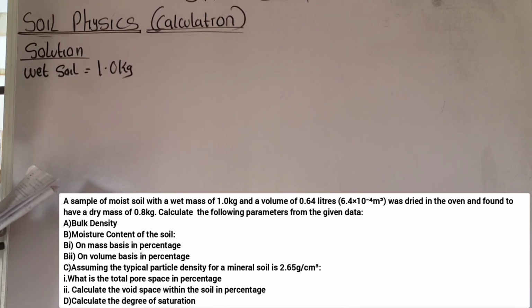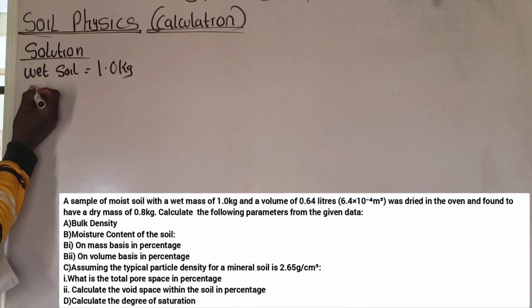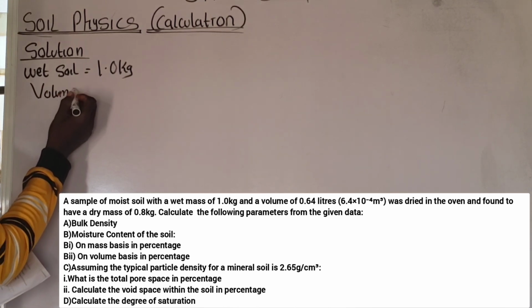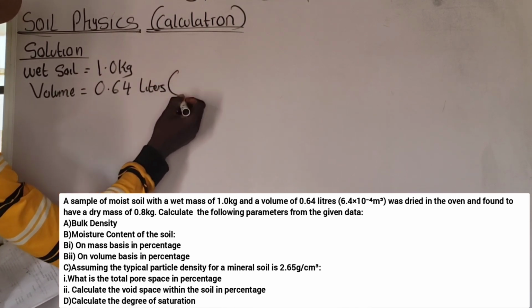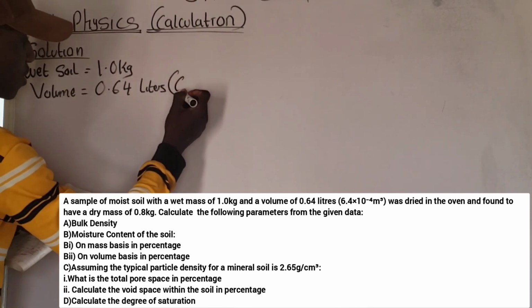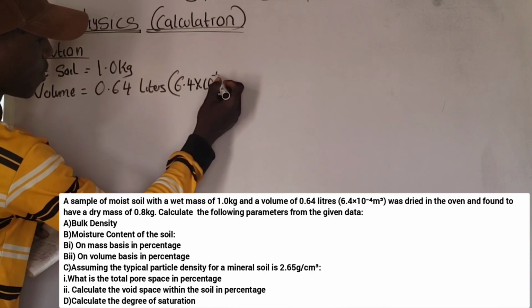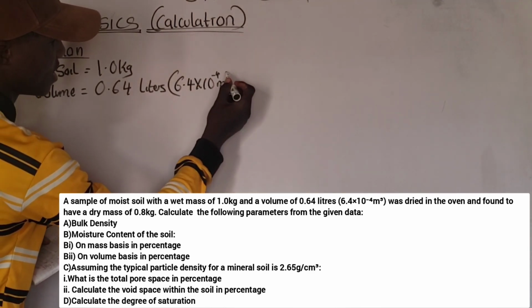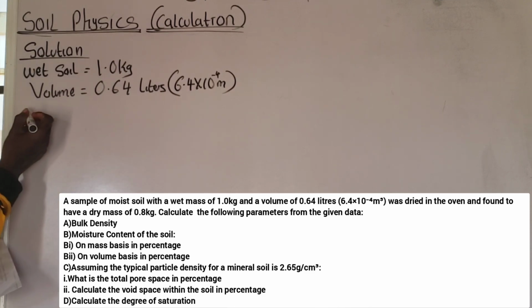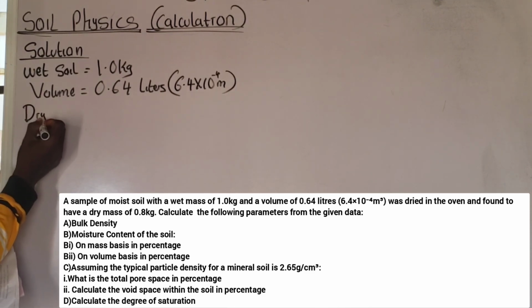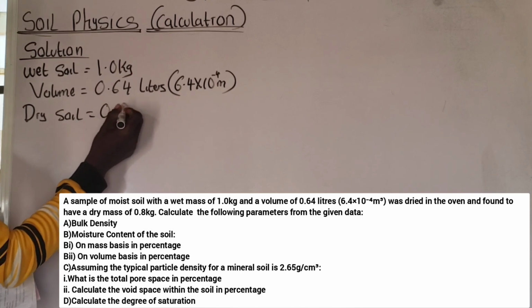Okay. And we are given that the volume is 0.64 liters. Volume equals 0.64 liters. But this liters in meter cube is 6.4 times 10 raised to power negative 4 meter cube. You understand? Okay. Now, this soil was dried in the oven and found to have a dry mass of 0.8 kilogram. So the dry soil is 0.8 kilogram.